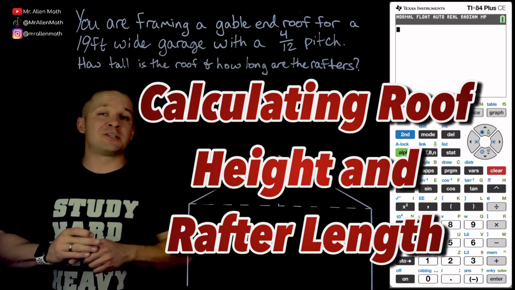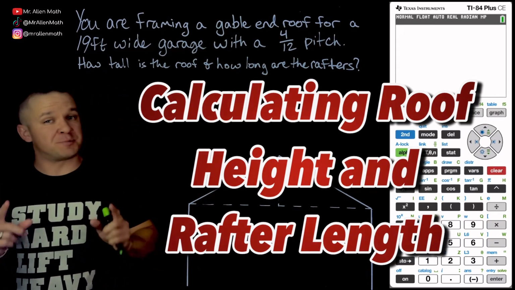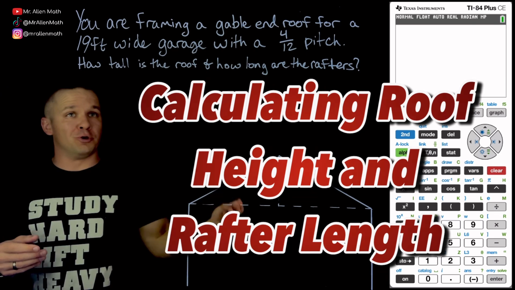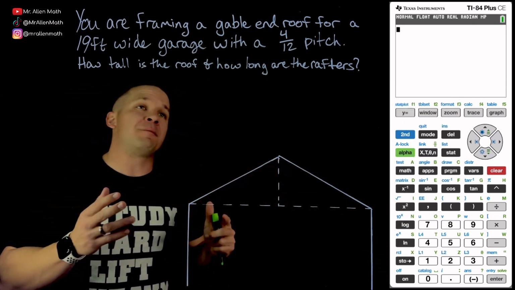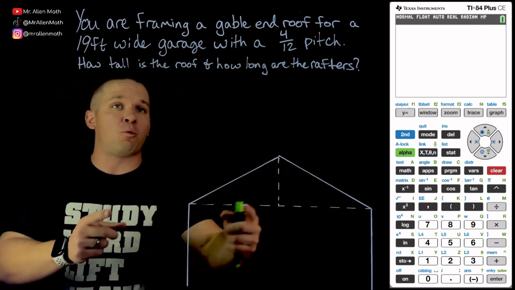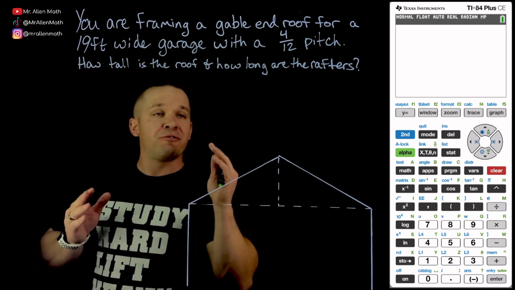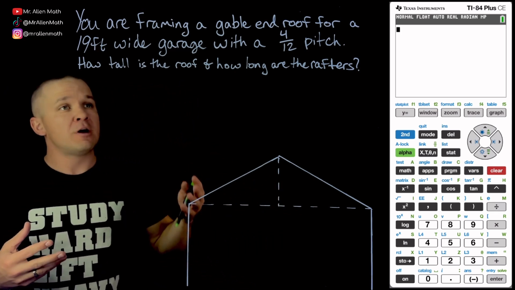What's poppin', dogs? Mr. Allen here doing a little framing math, specifically with a gable end roof. So in this scenario, we are framing a gable end roof for a 19-foot wide garage with a 4/12 pitch. So the slope of our roof is 4/12.